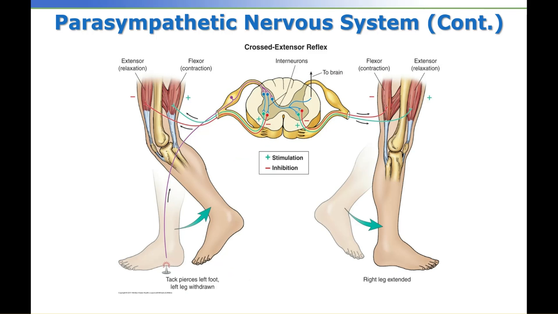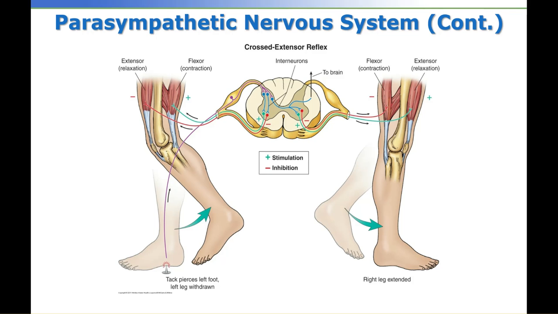So here you have the cross extensor reflex, where you step on a tack that pierces the left foot, and you step back. It's called the cross extensor reflex, which causes your right leg to extend. The tack pierces the left foot, the left leg goes back, then it extends the right leg, okay? The tack stimulates pain receptors in the skin, and receptors transmit the message to the spinal cord via a sensory nerve.